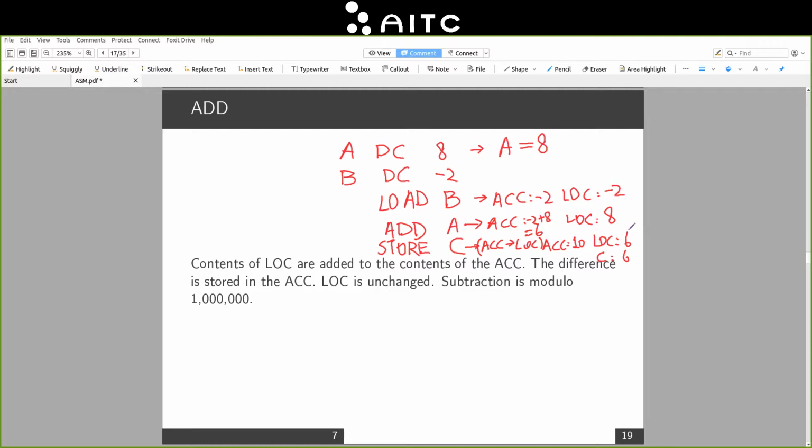Can you repeat the difference between load and store? I always mix them up. Load means: in this line of code, before the load executes, ACC is 0 and LOC is -2 before it executes.